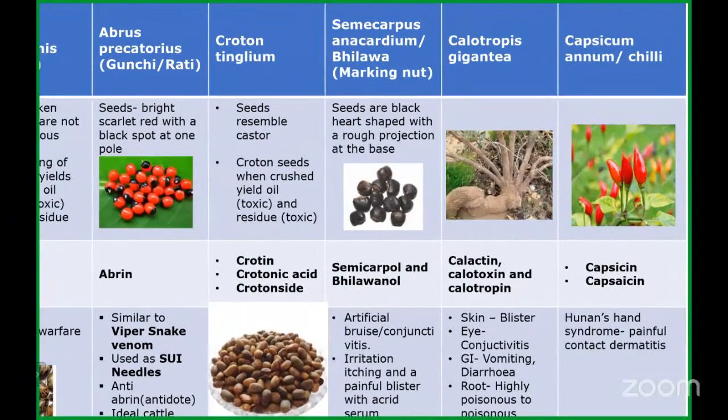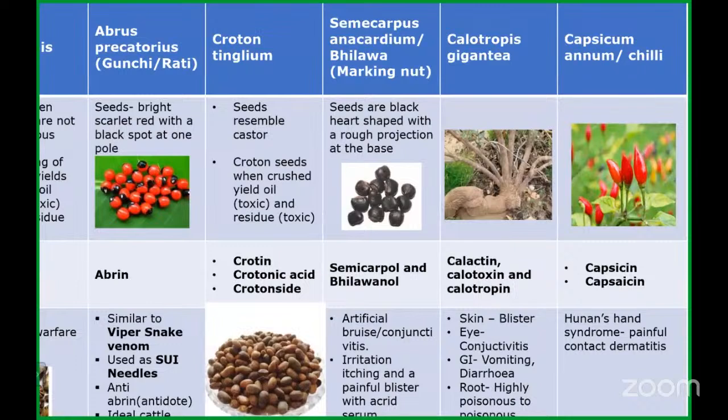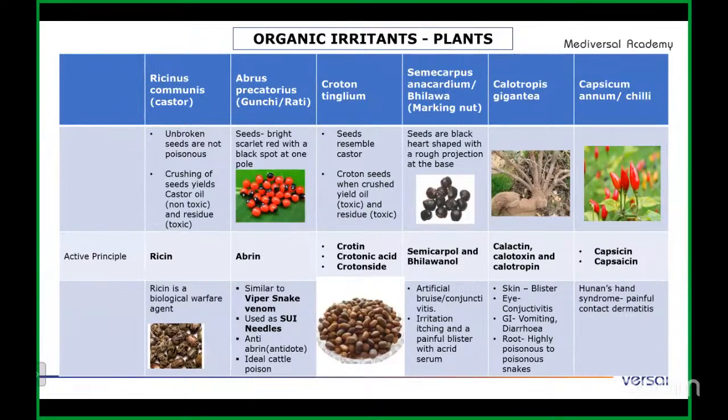Next, capsicum or chili. I'm pretty sure you've come across these flowers and the seeds. The active principle is capsaicin, and it produces a severe serotonin mediated rush, let's say serotonergic flushing, in the body, which leads to redness. It leads to painful contact dermatitis in the hands. If the chili seeds or capsicum seeds are crushed and then applied on the hand, they can lead to human hand syndrome, which is nothing but blistered, painful oozing fluid, and painful contact dermatitis that you can get with these seeds.